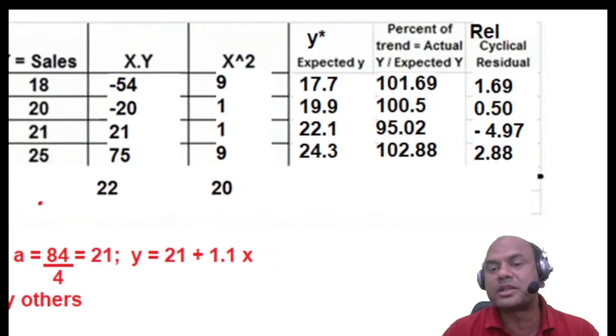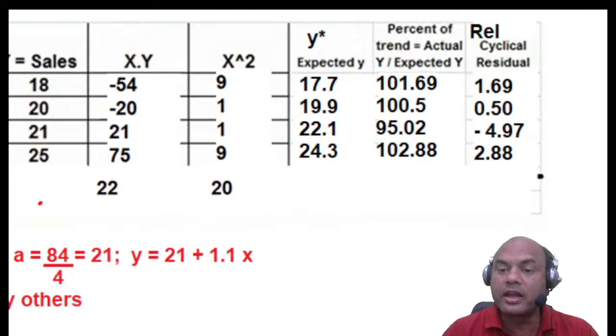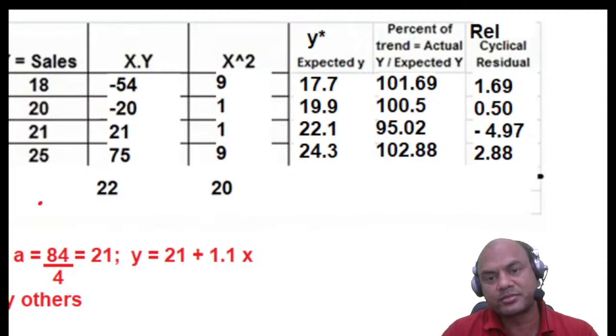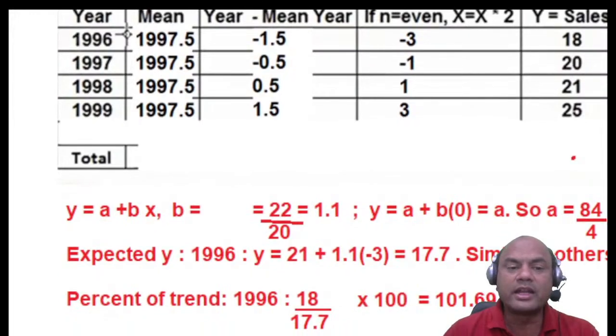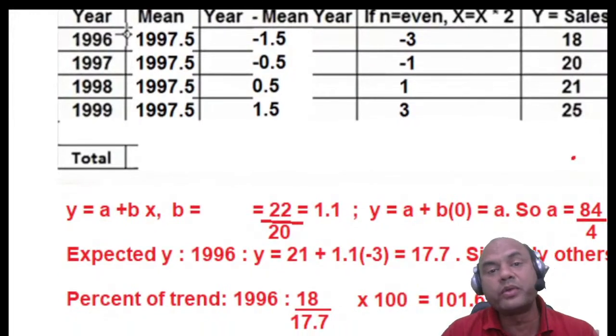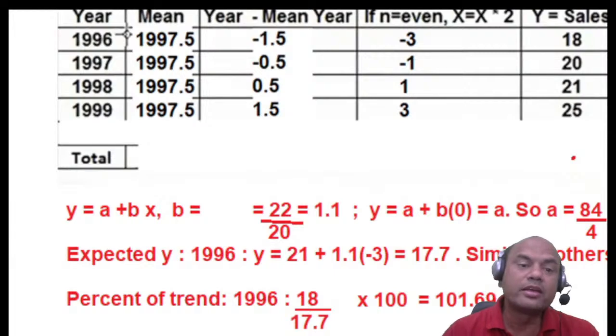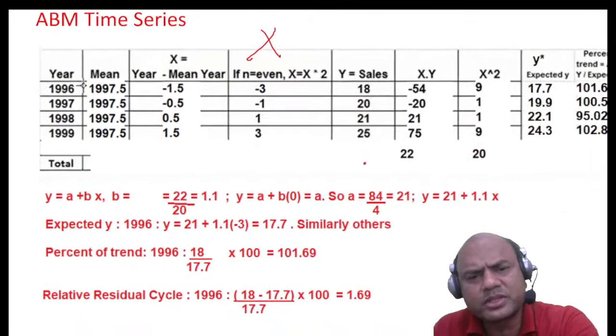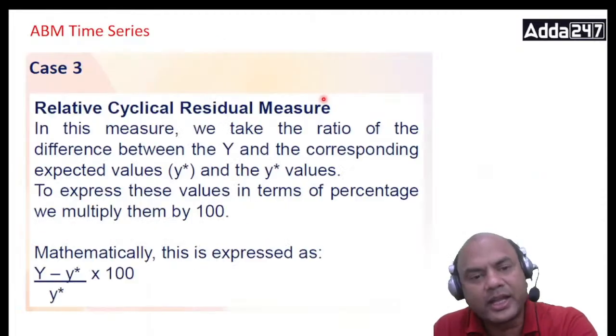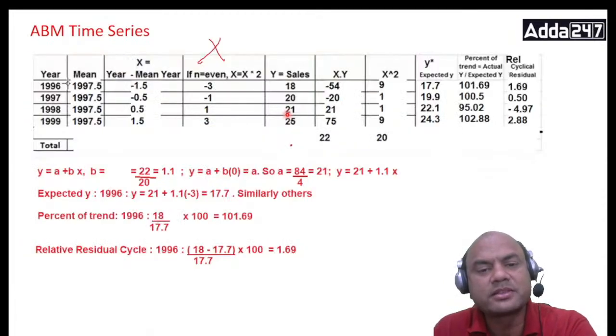Similarly from the second method also. 1.69, 0.5, 2.88, and here I am getting minus 4.97. So both the methods will give you the same answer. Okay. So from here you can say that this year 1998 was, let's say, a COVID year. So that's why some difficult year. So that's why we'll have to isolate it. That's what the point is, right? And that is why we are studying this time series. Got it? Simple.